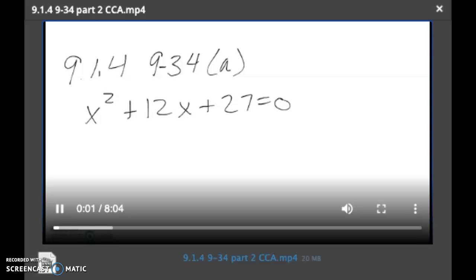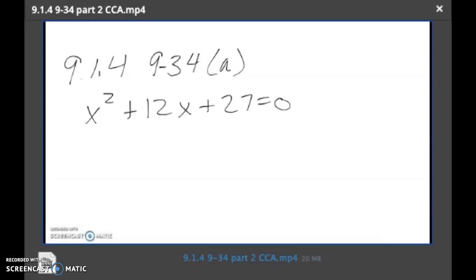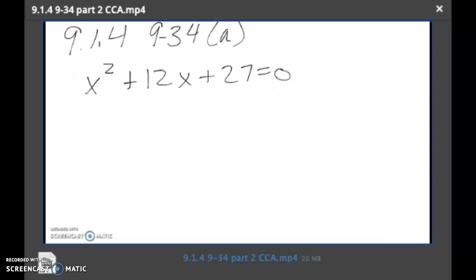This is lesson 914, and this is the second video for problem 934, and we're going to do question A. I want to show you how to solve this quadratic equation using all three of the methods you've been learning. So we're going to look at solving this using the zero product property, completing the square, and using the quadratic formula. Okay, so the first method I'm going to use is the zero product property.